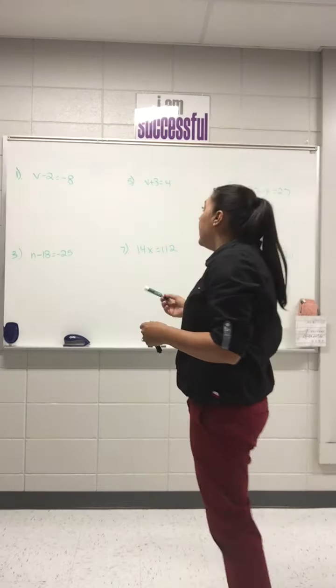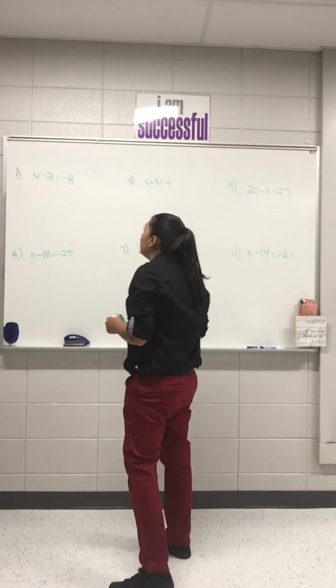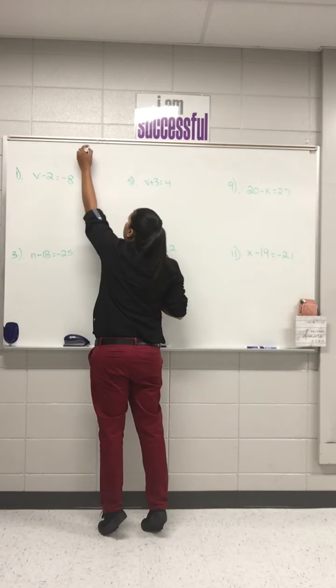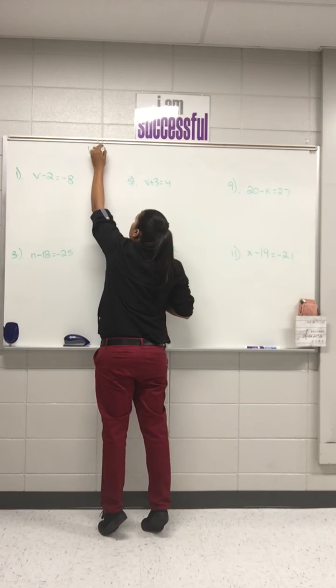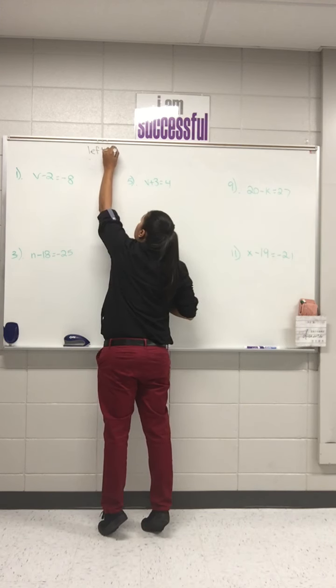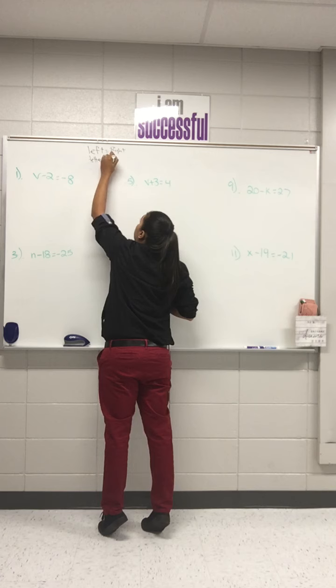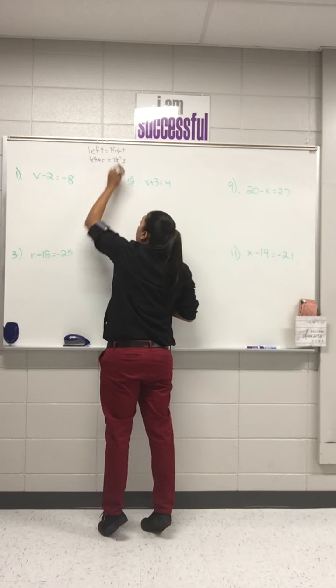Okay, so number 1 says b minus 2 equals 8. Okay, and just a quick reminder, if we're looking at an equal sign, we have a left side and a right side. Our letters go on the left, and our numbers go on the right.